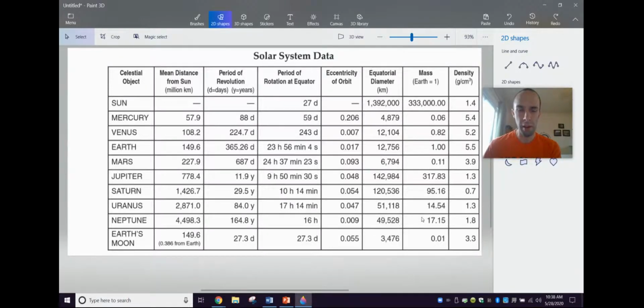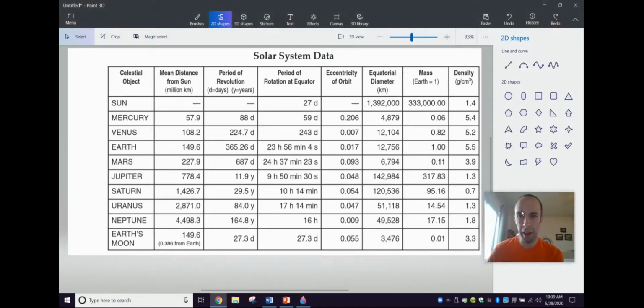Hi guys. Today I want to give you an introduction to the solar system, to the planets. We'll talk more about this next week, but I want to take a look at this data chart, which is on page 15 of your reference table. Just like we've done in class, we're going to highlight a few things, and I want to point out a few things, and then I want to talk about scale.